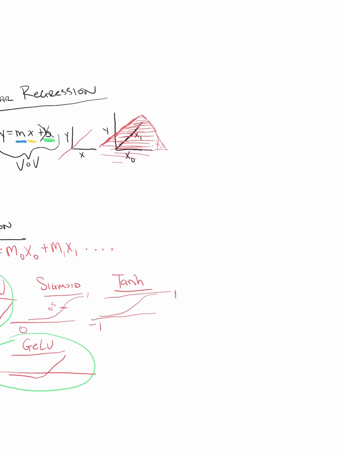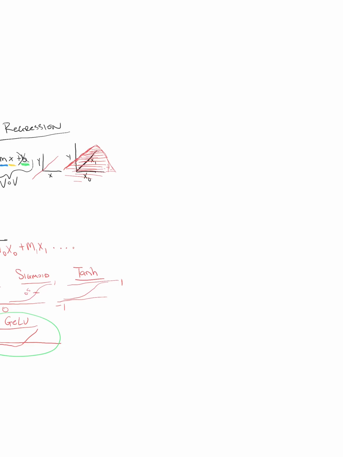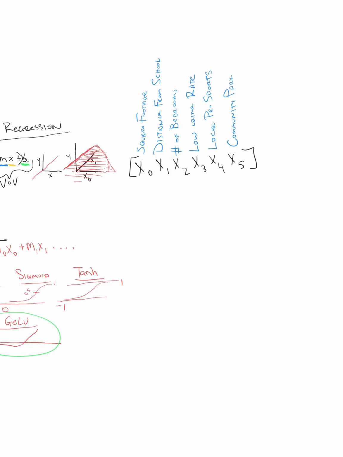So let's assume we're predicting the price of a house and we have the following input. Our input vector has 6 features depicting the square footage of the house, the distance from a local elementary school, the number of bedrooms, the crime rate in the area, whether or not there's a local pro sports team, and if there's a community park in the vicinity.